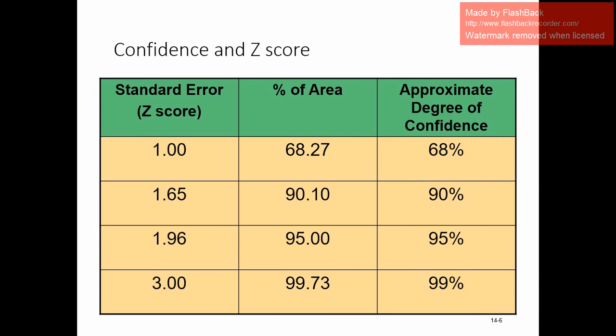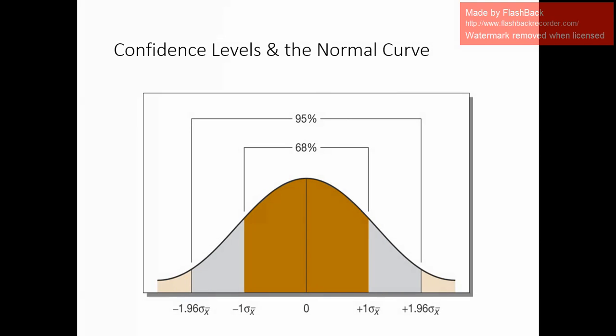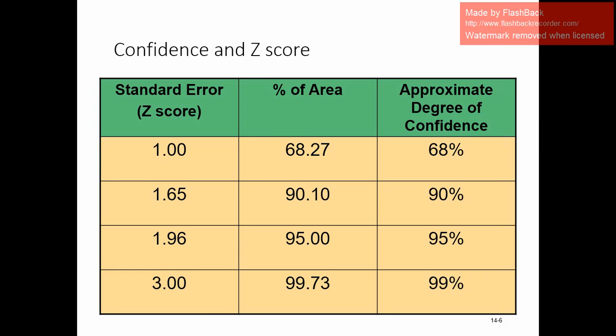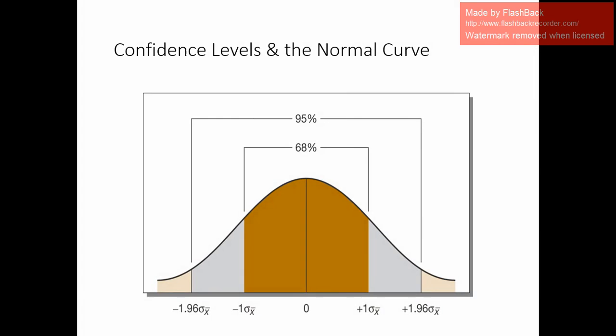So how do we calculate Z's? Well, Z's are a function of your confidence. If I want to be 95% confident, then my Z score is 1.96. And this is where it comes from. It's from a standard normal curve. If you're plus or minus 1 sigma, you get 68%. Plus or minus 2 sigmas, or plus or minus 1.96, you get 95%.